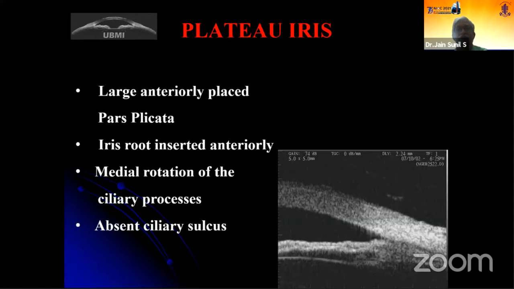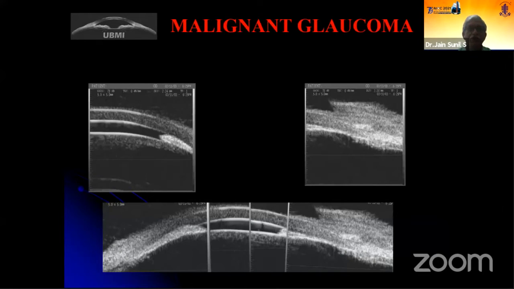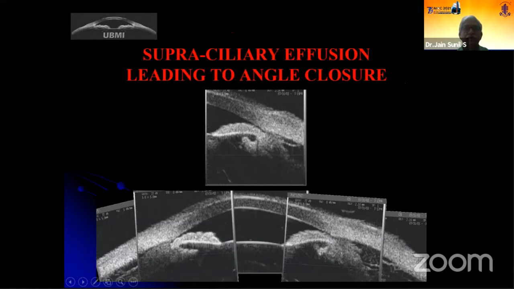For example, in plateau iris, you might not be able to see the absence of the ciliary sulcus or the medial rotation of the ciliary processes. In malignant glaucoma, because the anterior chamber is already very shallow, you won't be able to do gonioscopy. You have to use other imaging modalities to diagnose. A supraciliary effusion can lead to angle closure, causing a shallow chamber.